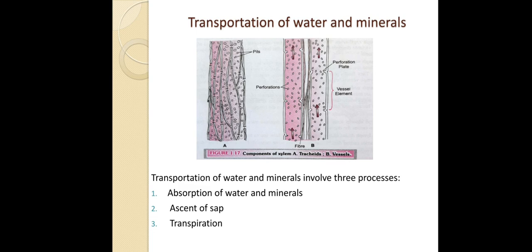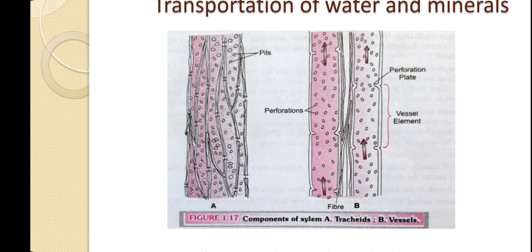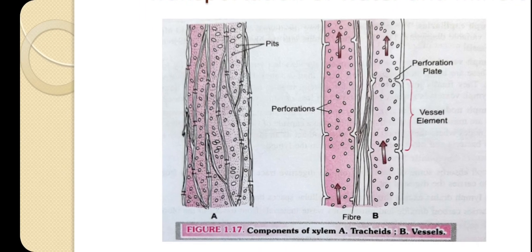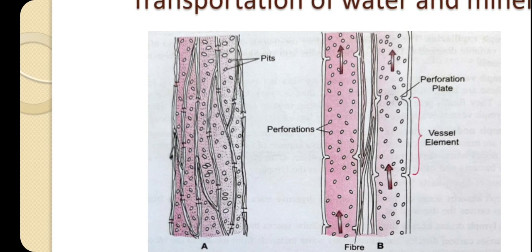You can see here the components of xylem. Two important components of xylem are tracheids and vessels. If you look at the diagram, A are tracheids and B are vessels. Tracheids are spindle shaped cells, and you can see pits present in them. Pits are the small pores through which the water travels.